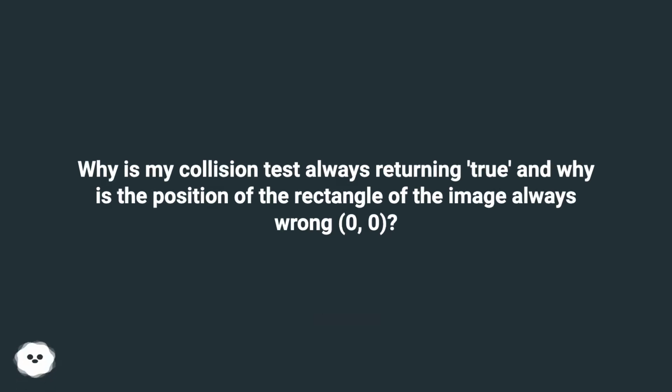Why is my collision test always returning True, and why is the position of the rectangle of the image always wrong? 0, 0.